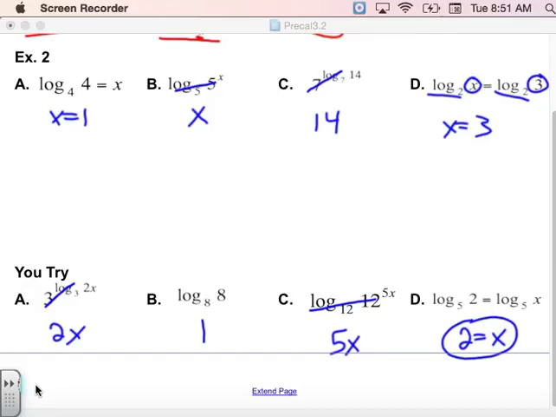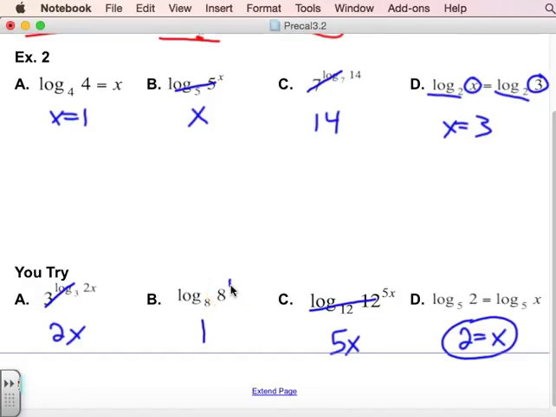B part, log base 8 of 8. Those two essentially cancel out and just leave 1 because they're opposites of each other. You can think of it as 8 raised to what will give you 8? 8 raised to the first will give you 8. In C part, log base 12 of a base 12 raised to 5x. So log base 12 and base 12 cancel and just leave 5x.